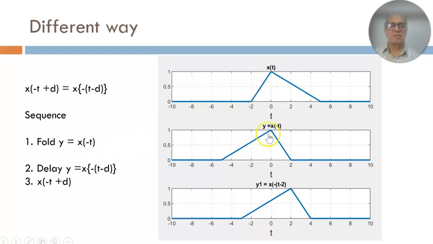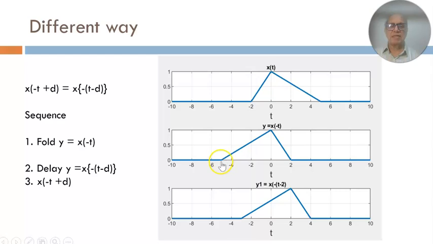Then you fold this first. So this is how we have discussed the folding already. So this 5, instead of ending at 5, it will start from -5, and instead of ending at 2, it will start from -2. That is what folding does. And then what do? You delay by d seconds.